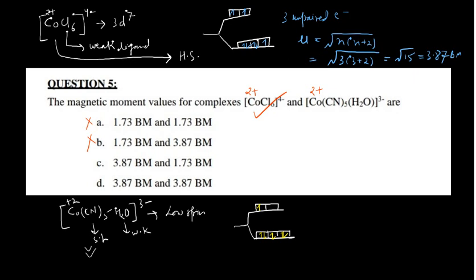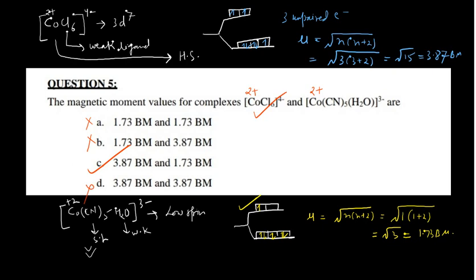Now if you apply the formula to calculate the magnetic moment, that means under root of n into n plus 2. Only one unpaired electron is there here, you can see. So you can write 1 into 1 plus 2, it's simply under root of 3, and under root of 3 will give you somewhere around 1.73 Bohr magneton. So you can see option C looks like the correct option in that case. So you can mark option C as the correct option. So this is the first problem.